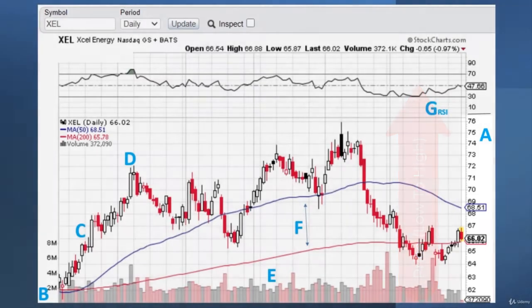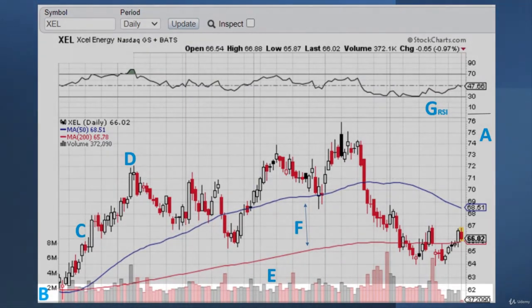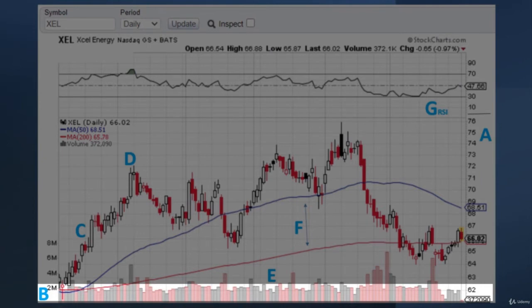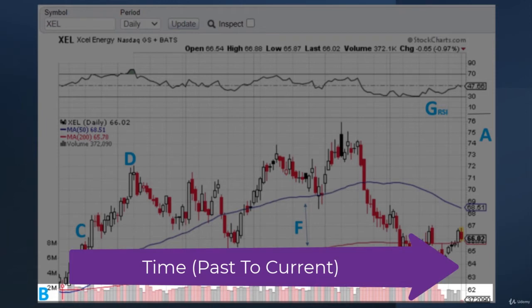So that's the right-hand side, or the vertical axis, which would be the price. On the bottom, on the horizontal, where you can see the letter B to the left, would be the time frame. And time would go from left to right. So farther back in time would be to the left, and more recent time would be to the right.